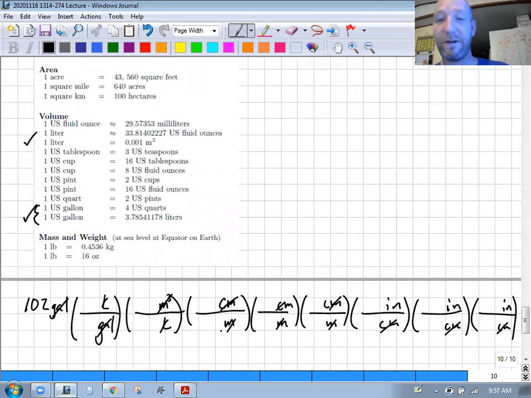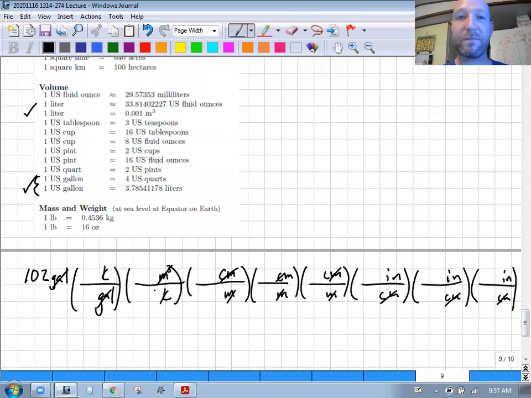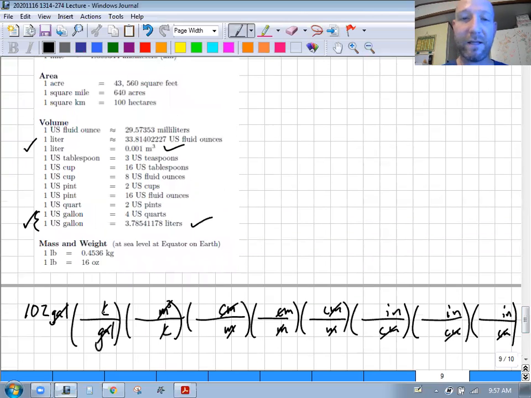All right, y'all follow that part so far? Trying to go from gallons to inches cubed. I just picked out what I could. I went from gallons to liters, then liters to meters cubed, then from meters to centimeters, and then from centimeters to inches. So let's look at this.